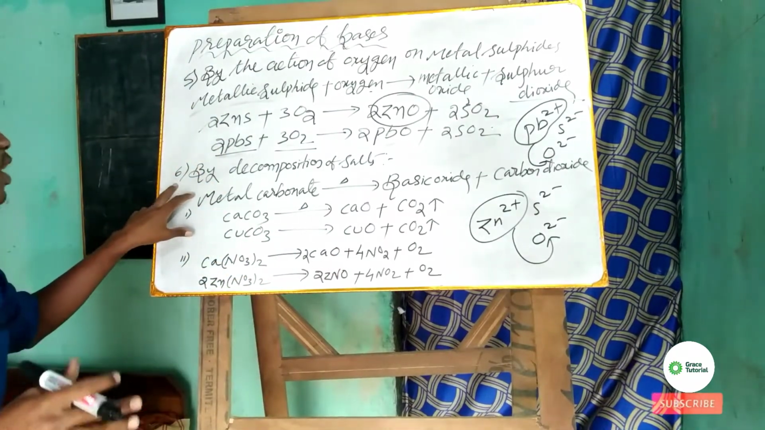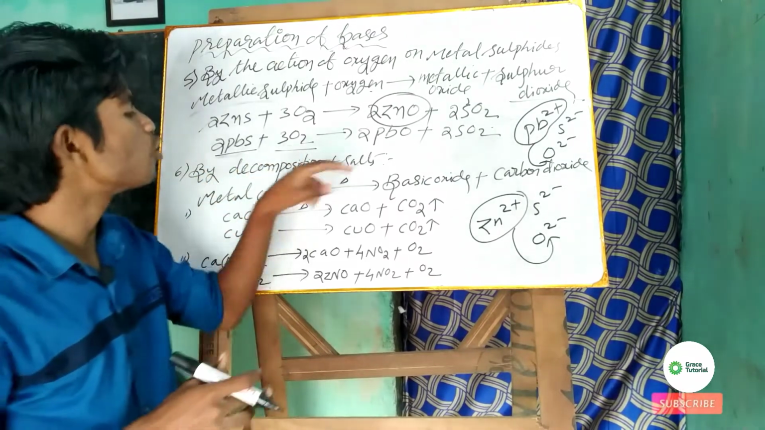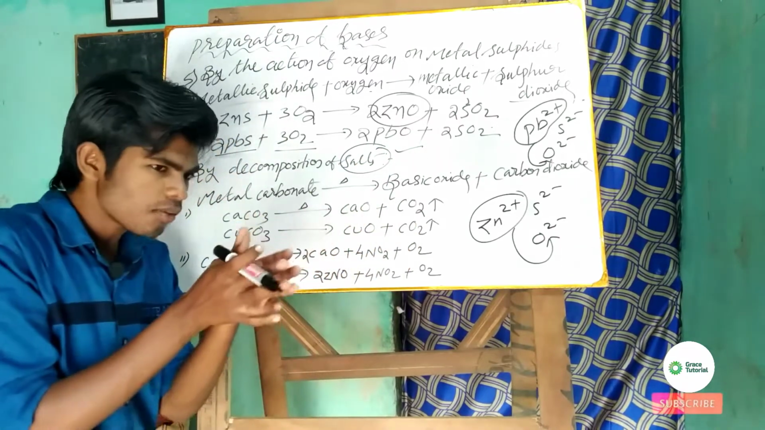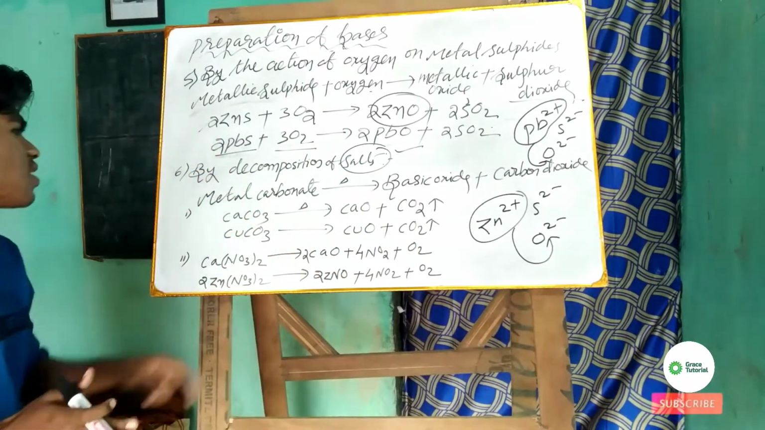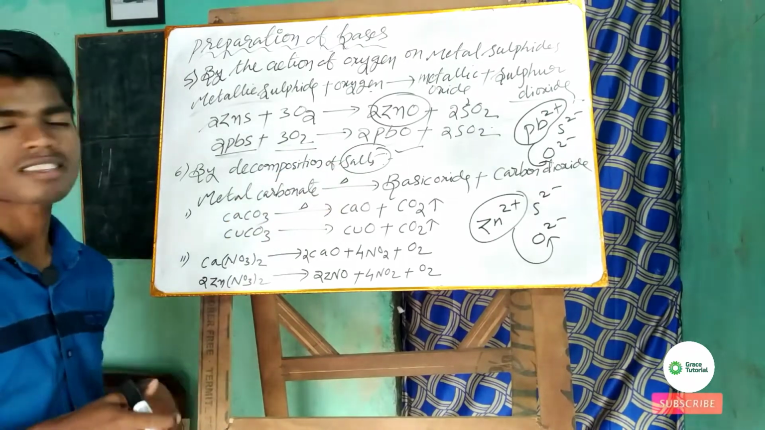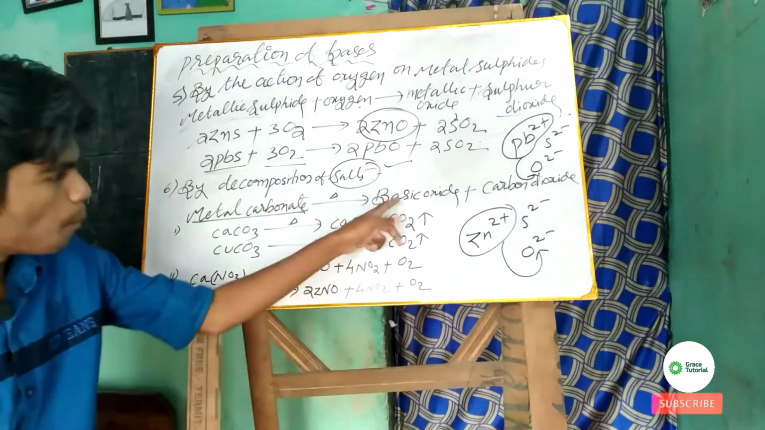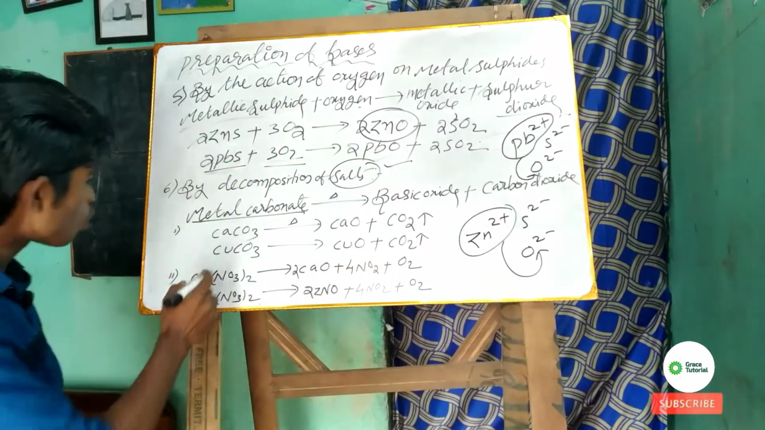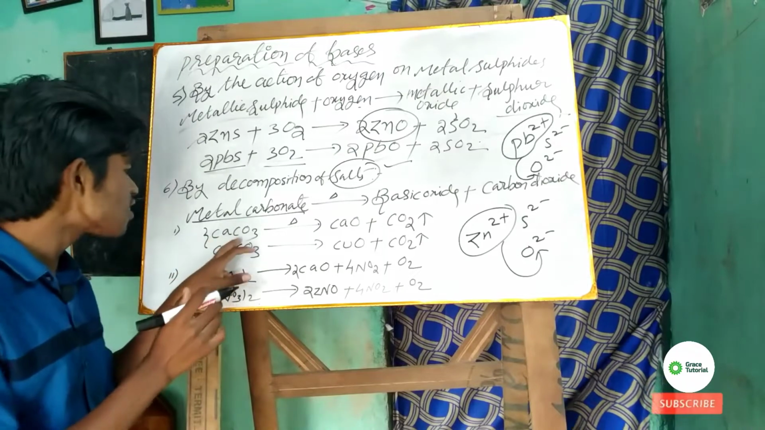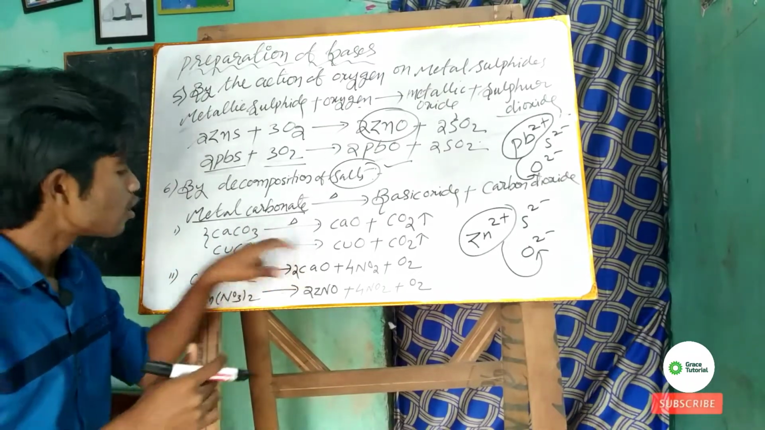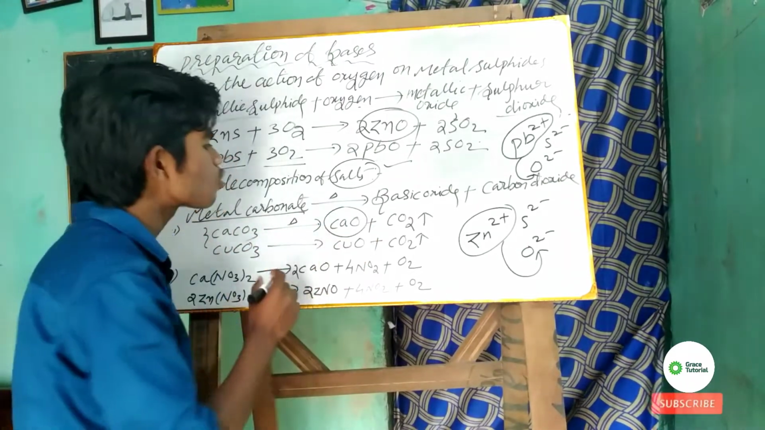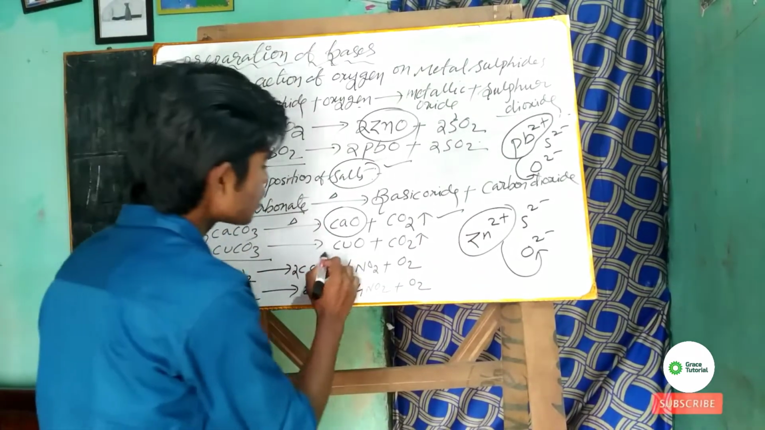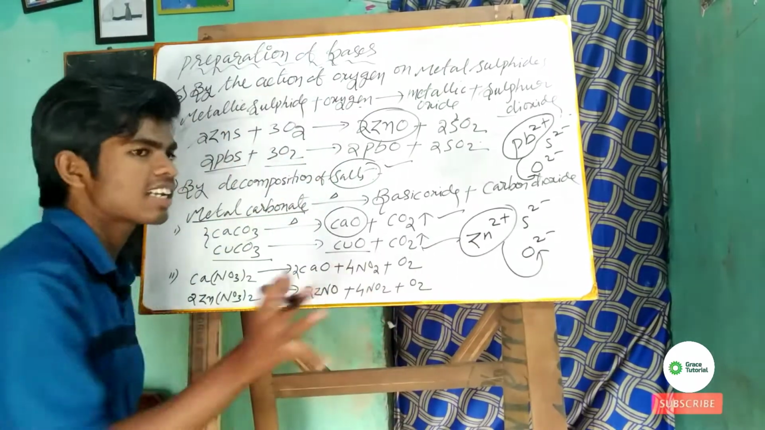Now we'll move on to the sixth method of preparation, that is by the decomposition of salts. Well, you have the salt, and whenever you give heat to that salt, what happens? The decomposition of the salt takes place. If the salt is decomposed, the basic oxide and carbon dioxide are obtained. Well, we have various salts like calcium carbonate. When the calcium carbonate is heated, then what happens? We get calcium oxide with carbon dioxide gas. Similarly, when copper carbonate is heated, what happens? Copper oxide with the evolution of carbon dioxide gas is obtained.